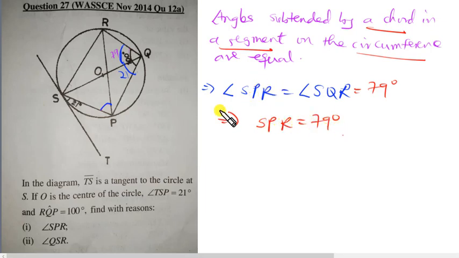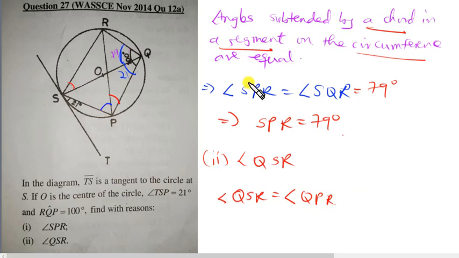All right, so we go on to look at part two, which says we are to find angle QSR. So what is QSR? That is the angle QSR. All right, so we say once again that angles that are subtended by a chord in a segment on the circumference are equal. If you look at the angle QSR, it is formed by the chord RQ. So this same chord RQ, which forms this angle, forms the angle QPR. So angle QSR is equal to angle QPR.